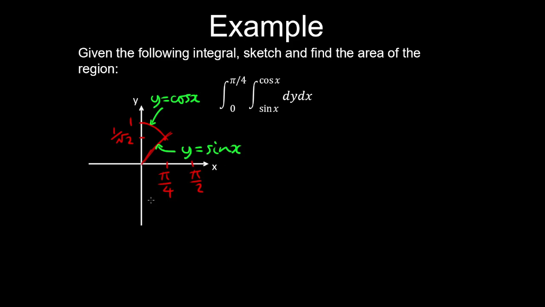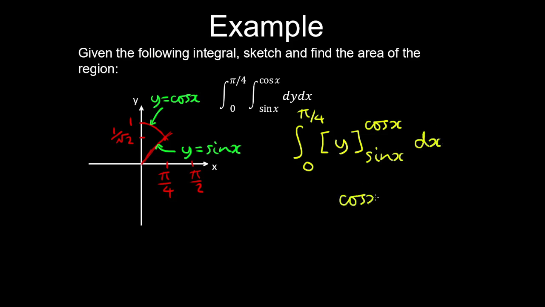So this is our region, bounded above by y equals cosine x, and below by y equals sine x in the xy plane. So evaluating the iterated integral, we evaluate the inner integral first. So that evaluates the y at sine x and cosine x. And we integrate the result from x equals 0 to x equals pi on 4. So we get cosine x minus sine x integrated from 0 to pi on 4 with respect to x.